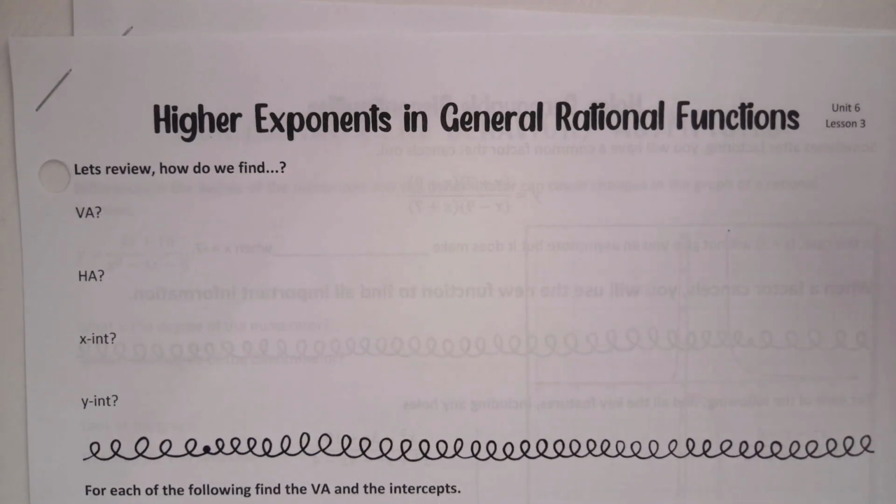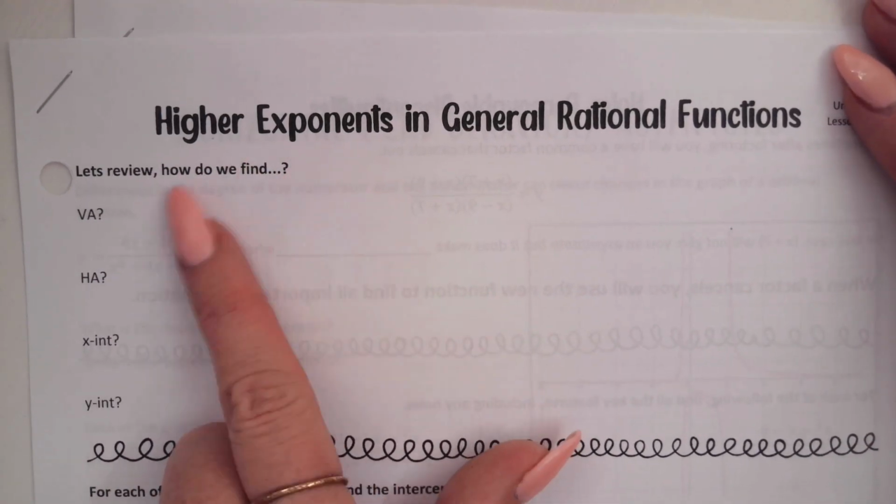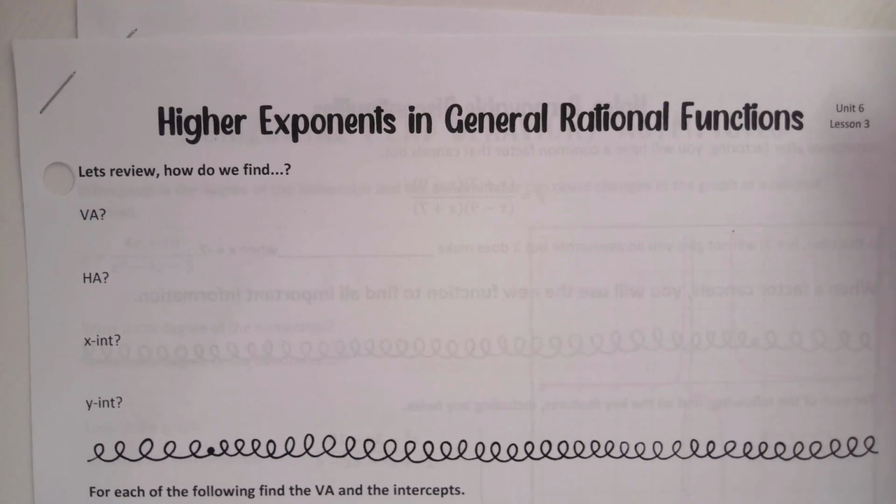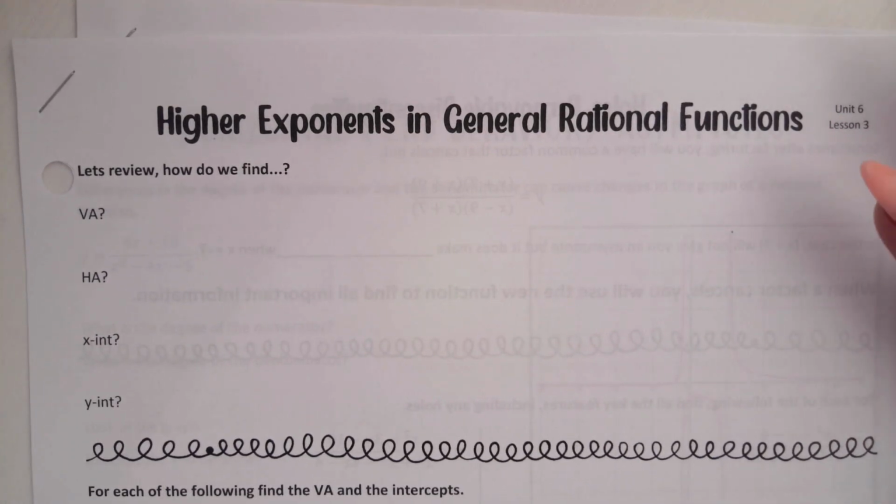Today's general rational functions, though, we might have higher exponents in the numerator and denominator, so not necessarily just a little linear function over a little linear function. Just reviewing from last class how we found each of the following things.